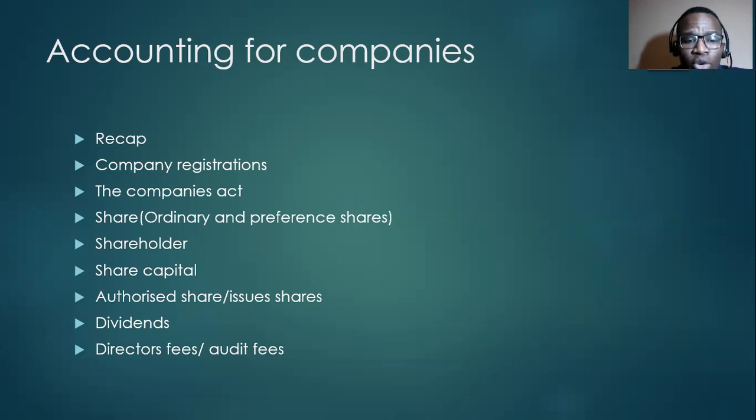Then we've learned what a shareholder is. We've learned about accounting for share capital, what share capital is and how we account for it. We've learned the difference between authorized shares and issued shares. We've also learned the difference between dividends that have been declared and dividends that have been paid, and the accounting implications thereof. We also learned about director's fees and audit fees.